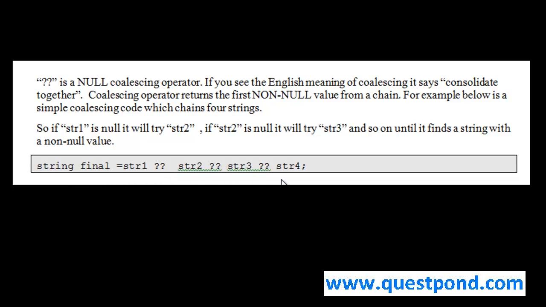So what the coalescing operator does is it first checks if str1 is null. If it is null, it moves to str2. If str2 is null, it will move to str3 until it gets a value. And whenever it gets a value, it will not move further along the chain, and it will set that value to the final variable. So the coalescing operator returns the first non-null value from a chain.